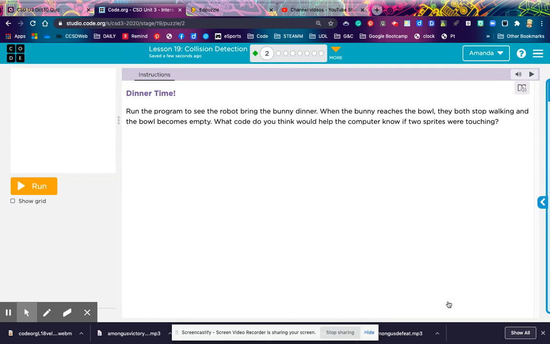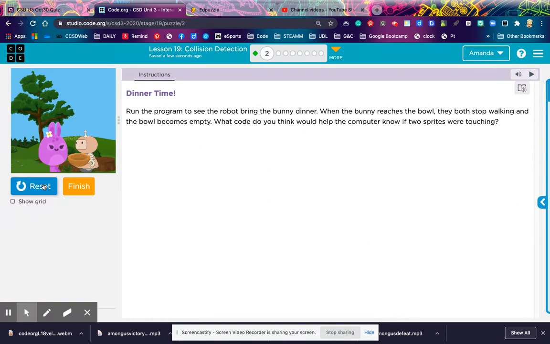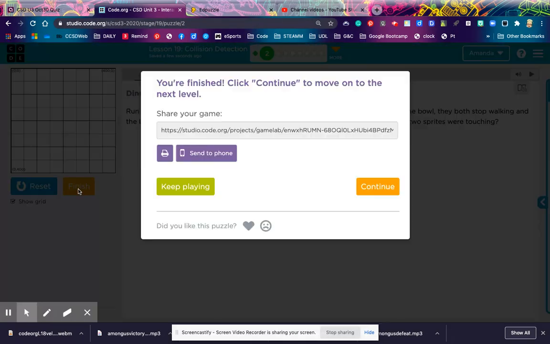All right, so dinner time. Run the program to see the robot bring the bunny dinner. When the bunny reaches the bowl, they both stop walking and the bowl becomes empty. What code do you think would help the computer know if two sprites were touching? So let's hit run and see what's going on. Bam. Okay. Well, what do you think would help the computer know if the two sprites are touching? Think about what they share here. Got any ideas? Hopefully you do. Let's see what's next.